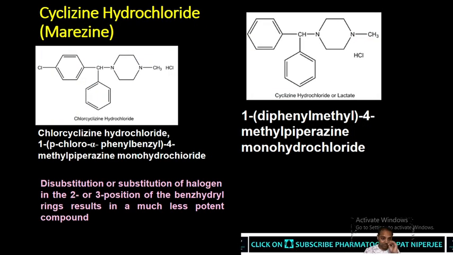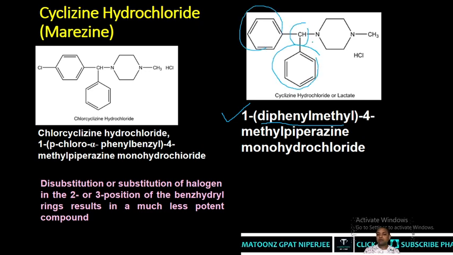Let us discuss one by one. These are the structures and IUPAC nomenclature of cyclizine hydrochloride. Let us start with diphenylmethyl. That means this is a diphenyl and methyl, at the one position. Then at the fourth position there is a methyl group. So 4-methylpiperazine monohydrochloride. This is the nomenclature of cyclizine.